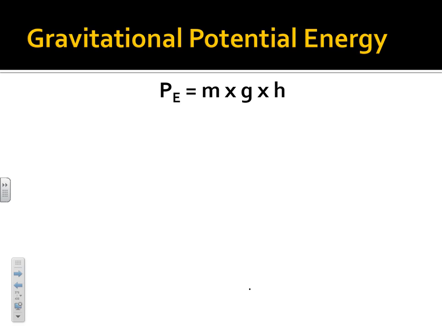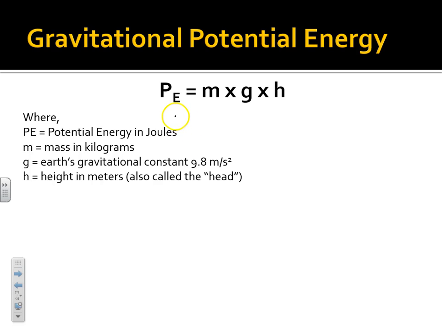One of the fundamental equations we're going to go over here is the gravitational potential energy of water. Here's the basic equation. Potential energy is measured in joules, our SI unit of energy. M is mass in kilograms. G is the gravitational constant, 9.8 meters per second squared. H is height, which is also known as head, and that is in meters.